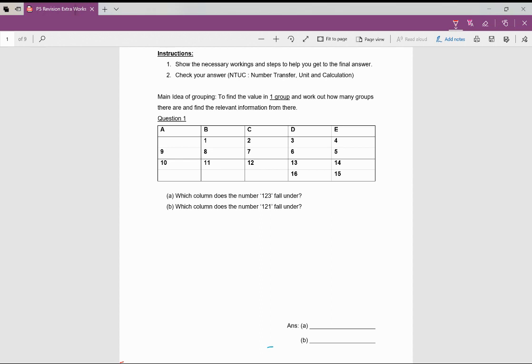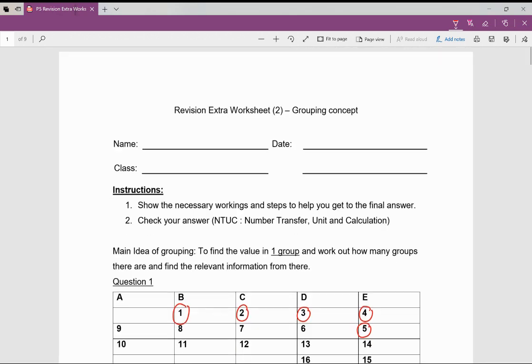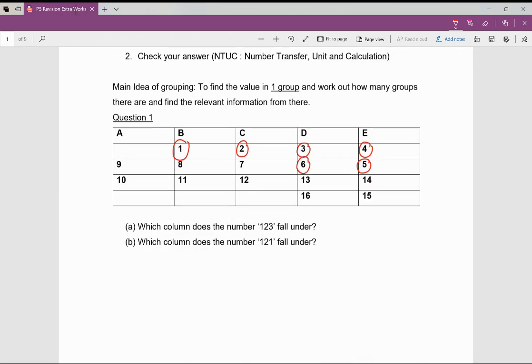So there are two types. One is the table way, and one is the letters already listed out for you. So for the table way, very simple. You just want to list them down in order according to where the number one is, and subsequently the sequence also. So for example here, number one is in column B, followed by 2 is in column C, 3 is in D, 4 is in E, 5 is also in E, and then 6 is in D, so on and so forth. So I'm going to list them down.